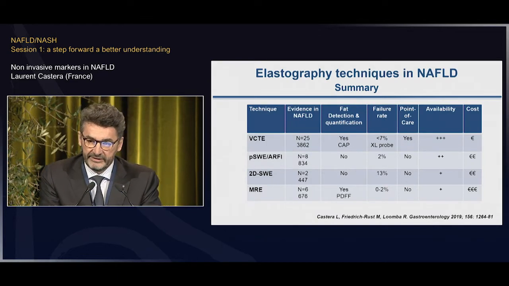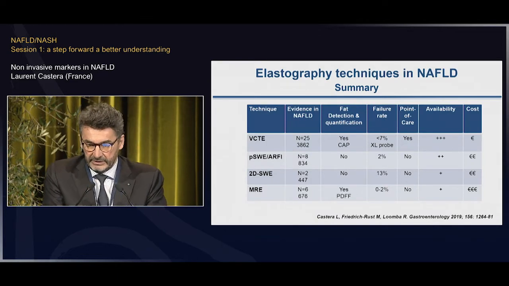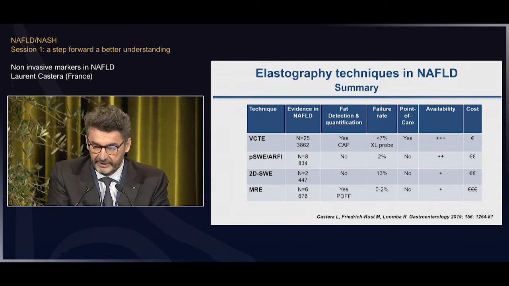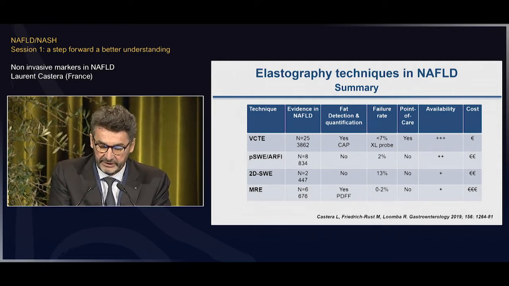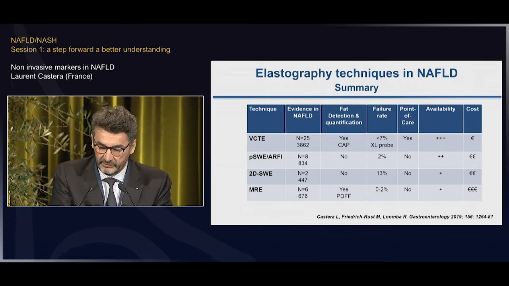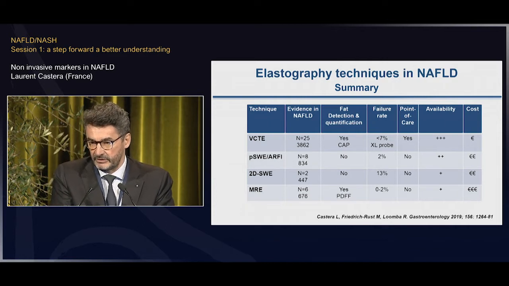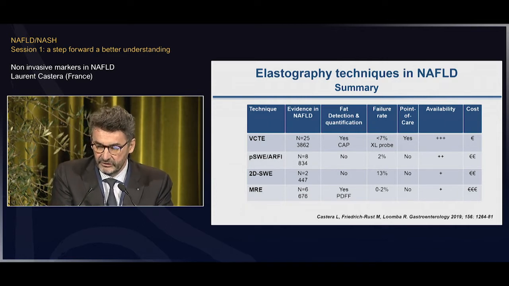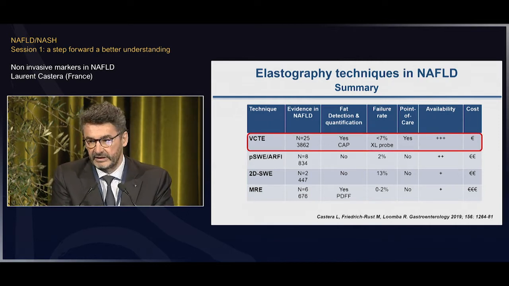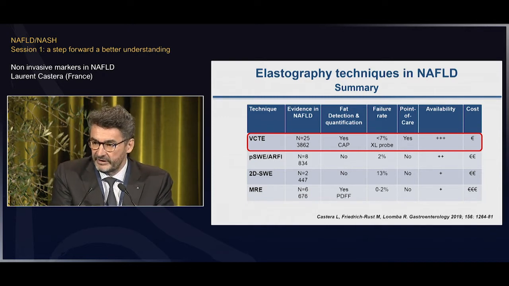Now, regarding elastography techniques in NAFLD, if you look at the evidence, of course, transient elastography outperforms all the other techniques. We have several thousand patients. It also comes with CAP, and this allows rapid and standardized detection and quantification of steatosis. As I mentioned, the failure rates and applicability are solved with the XL probe. It's a point-of-care technique. You use it in your outpatient clinic and you make decisions. It's widely available, at an acceptable cost. So this is clearly currently the technique of choice and the most widely available.